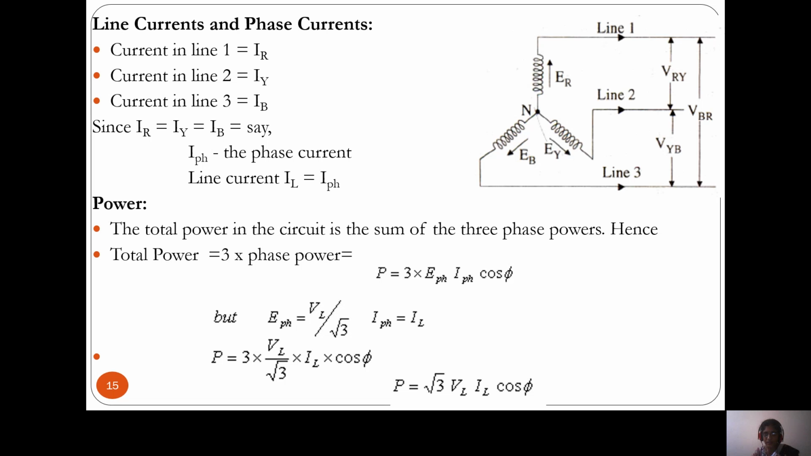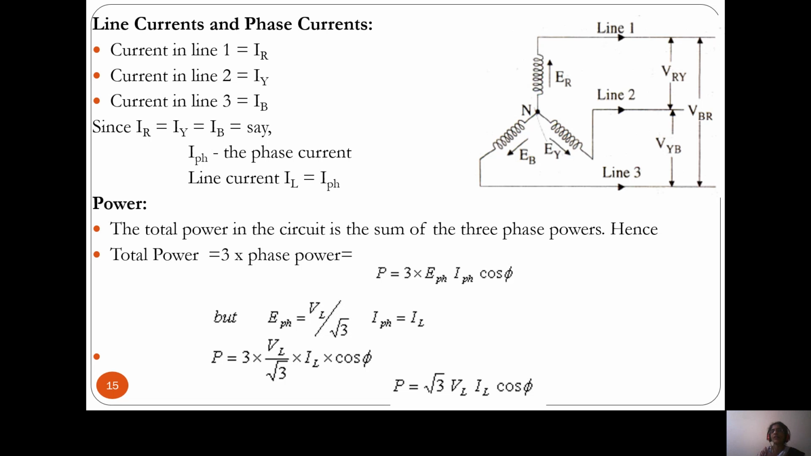So in star connection, what is the relation between phase voltage and line voltage? Line voltage is equal to √3 times the phase voltage, but line current is equal to the phase current. So what about the power? Generally, power is nothing but the voltage into current. In a three-phase system, the total power in the circuit is equal to the sum of the three phase powers. Hence, total power is equal to 3 into phase power.